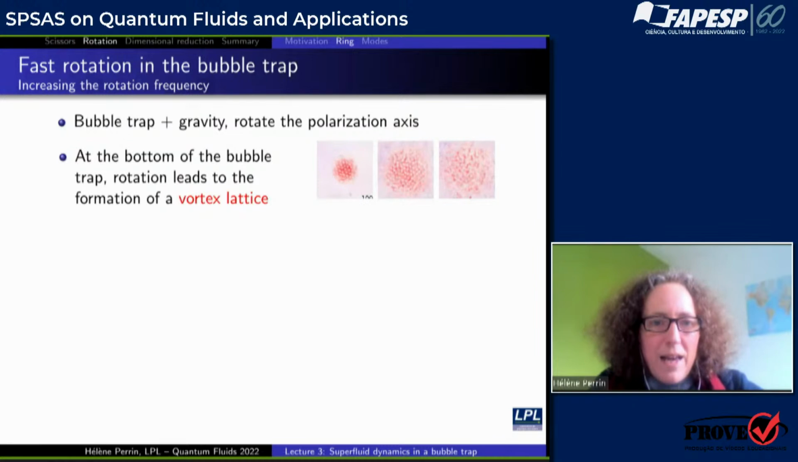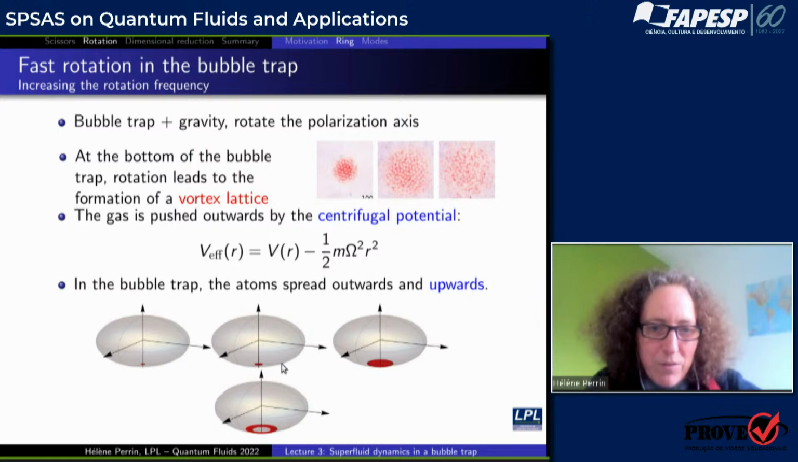So we look at what is expected in the bubble when we rotate. If we rotate moderately, we observe a vortex lattice larger and larger as rotation proceeds. But at some point, what we expect when we rotate even faster is that a hole is created and that the atoms climb on the edges of the bubble.